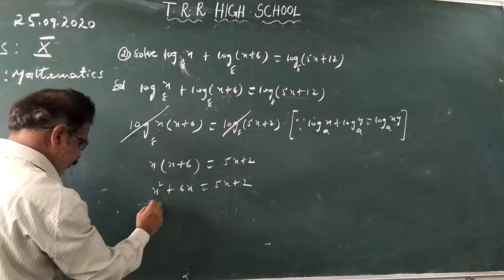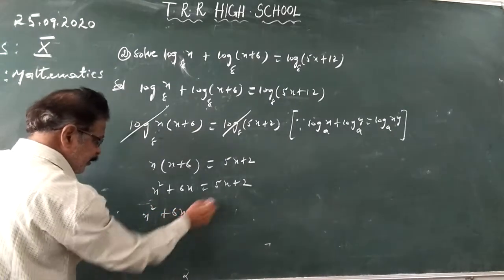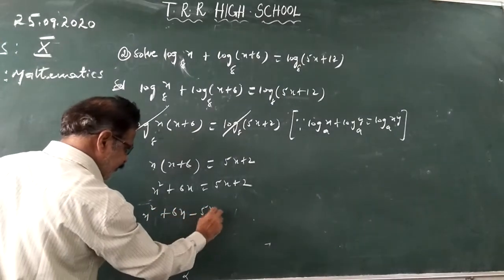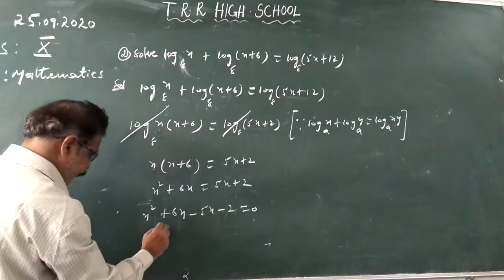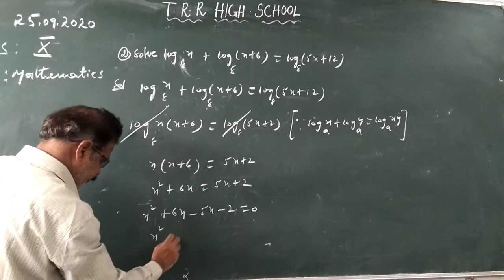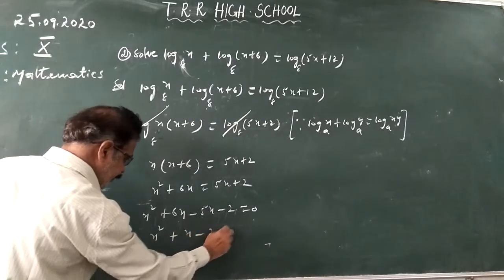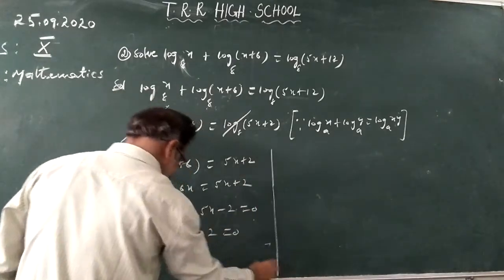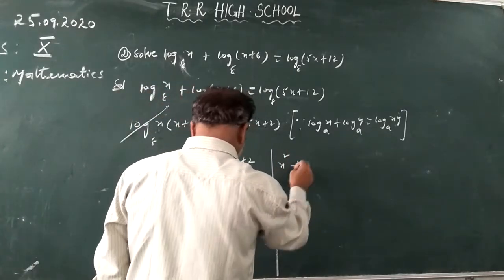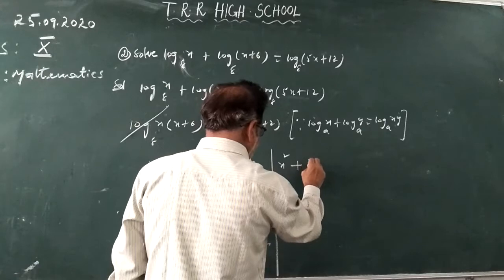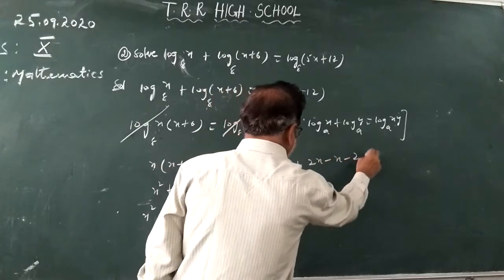This is a quadratic equation. x square plus 6x, shift 5x to the left side, minus 5x, and shift 2 to the left side, minus 2, equal to 0. So x square plus 6x minus 5x, that is x, minus 2 equal to 0. Factorize this: x square plus 2x minus x minus 2 equal to 0.